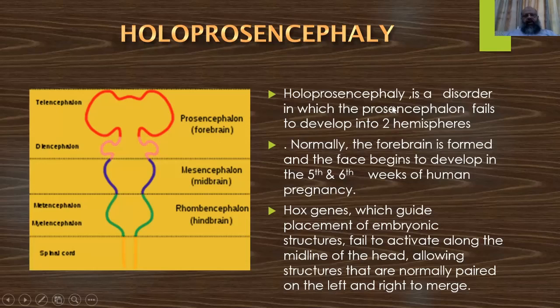So holoprosencephaly is a disorder in which the prosencephalon, the forebrain, fails to develop into two hemispheres. Normally, the forebrain is formed and the face begins to develop in the 5th to 6th weeks of human pregnancy.